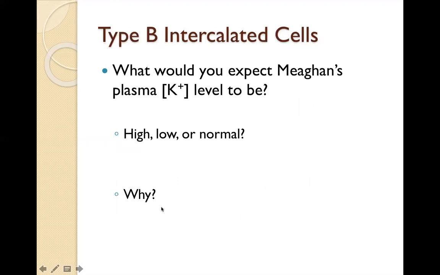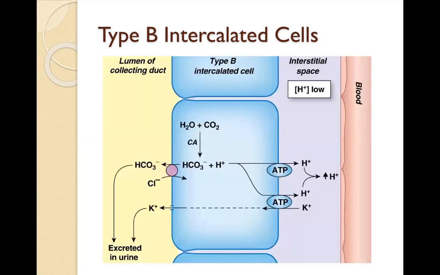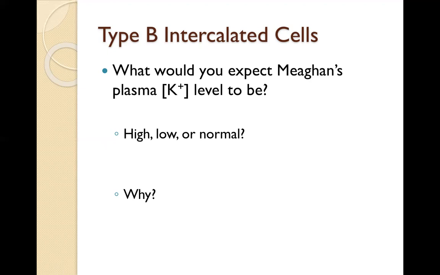And so what would you expect Megan's potassium concentration to be? High, low, or normal? If we look at what the type B intercalated cell is doing, it's going to, yes, reabsorb protons, but at the same time, it's going to secrete potassium ions. So potassium is going to be lost in the urine, and potassium levels should be low. It's because of those type B intercalated cells that potassium is getting secreted in exchange to bring pH back to normal.